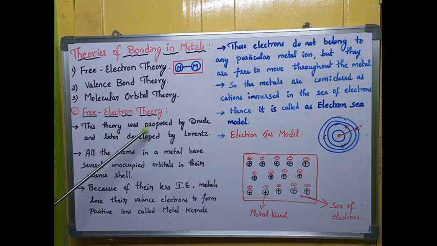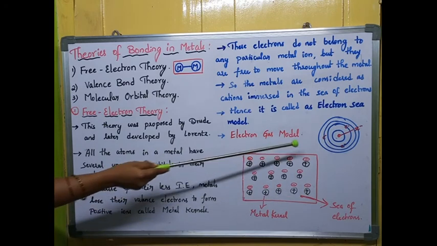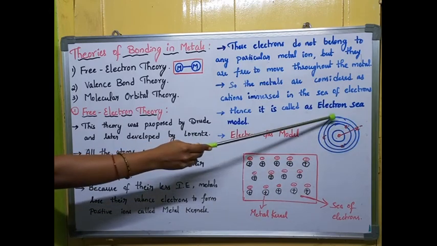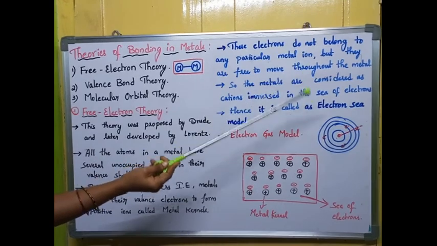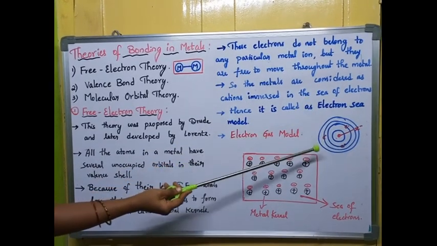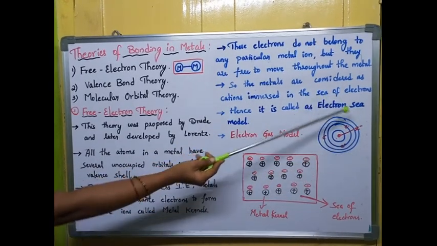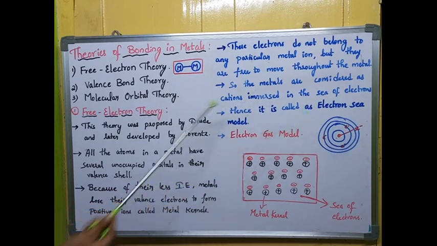This theory was proposed by Drude and later it was developed by the scientist Lorentz. According to this theory there are some postulates proposed. All the atoms in a metal have several unoccupied orbitals in the valence shell. So if you observe any metal structure in the valence shell, there will be some empty orbitals. Already we have seen this in the complex formation. There will be unoccupied or empty orbitals present in every metal atom.